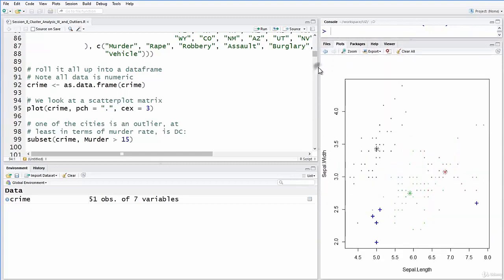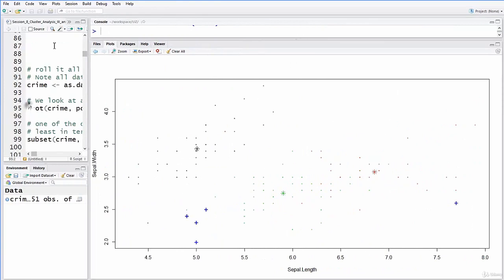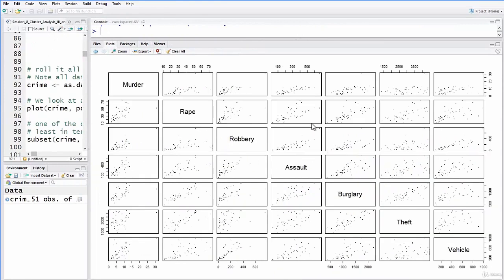So let me give this a little real estate. And when we do that, these points are kind of small for you to see. But the objective of doing the scatter plot matrix is first to look at the bivariate relationships, and most of them are very clearly positively correlated, which you would expect. If you have people getting arrested for robbery, it just intuitively makes sense that the arrests for assault might have a similar trend, and they do. What about the outliers?